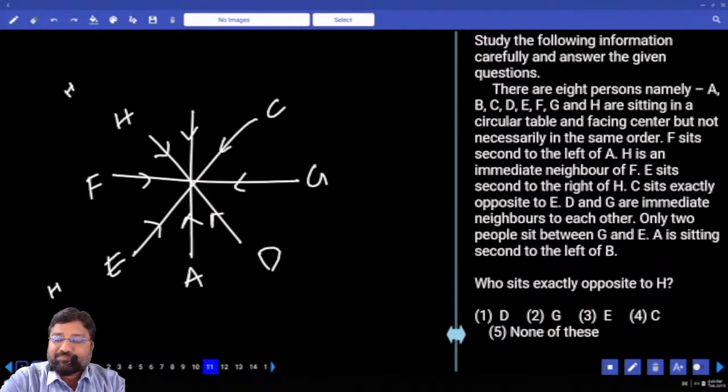Next entry. A is sitting second to the left of B. That means B is sitting second to the right of A. Is there a chance?